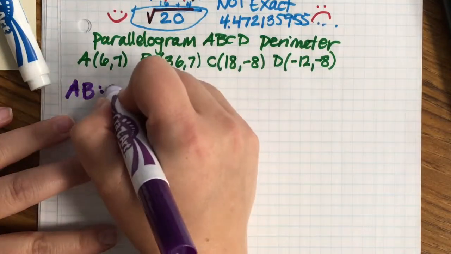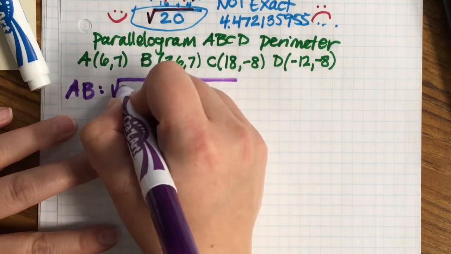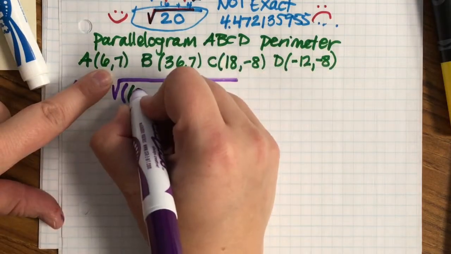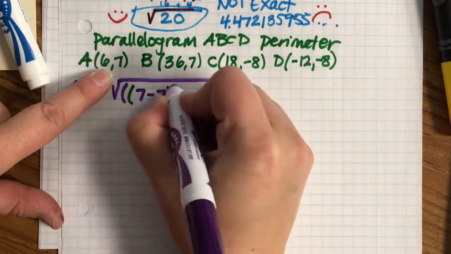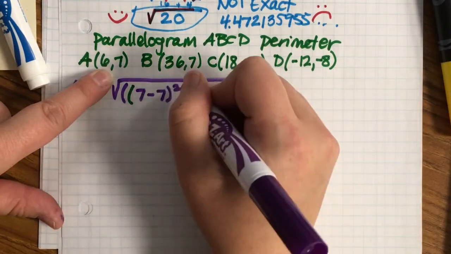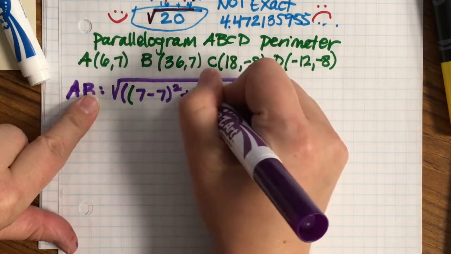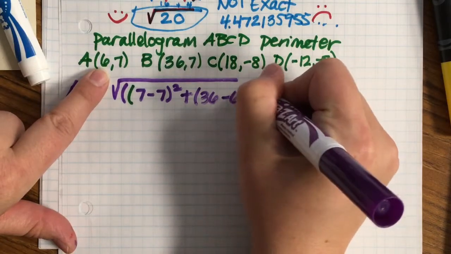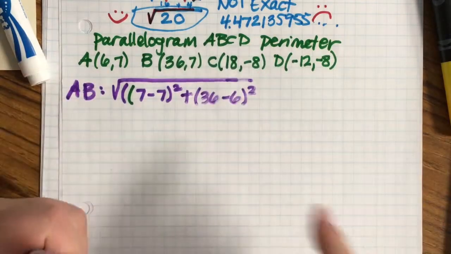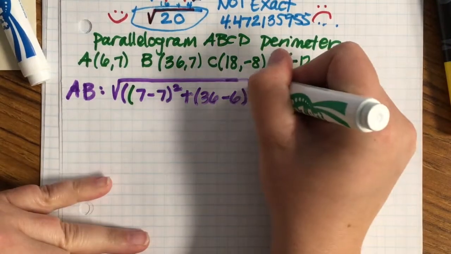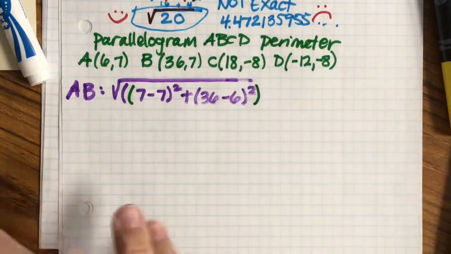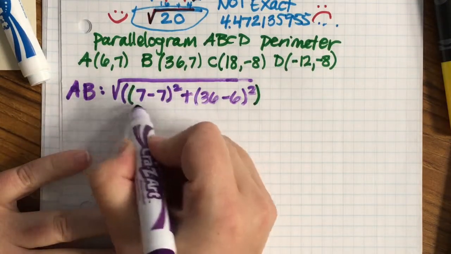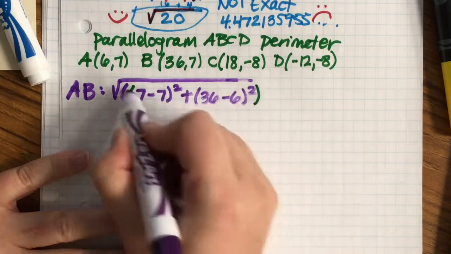So from A to B, I'm going to do the square root of the change in the y. So how far is it from 7 to 7? Well, we're going to do 7 minus 7 squared, because those are my y's, plus, parentheses, 36 minus 6, close parentheses, squared. And then you have to close the parentheses again, because you have two of them. Why is there two of them? Because one of them is for the change in the y's, and then one of them is for the entire thing.